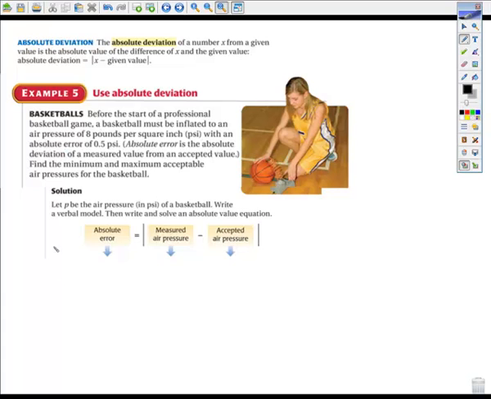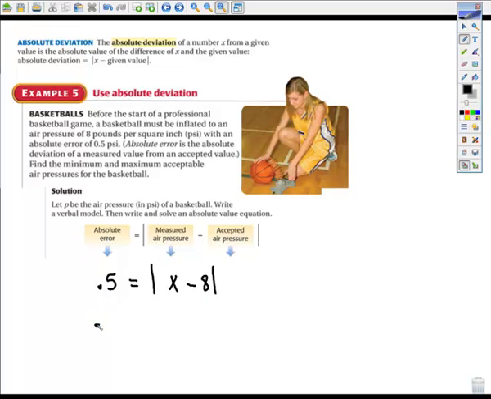So here's an example. Before the start of a professional basketball game, a basketball must be inflated to an air pressure of 8 pounds per square inch, which is psi, with an absolute error of a half psi. And again, absolute error is the absolute deviation of the measured value from the accepted value. They want us to find the maximum and the minimum. So the absolute error here can be a half. It equals the absolute value of x, whatever we're measuring, minus the accepted air pressure. And we want it to be 8. Must be inflated to within 8.